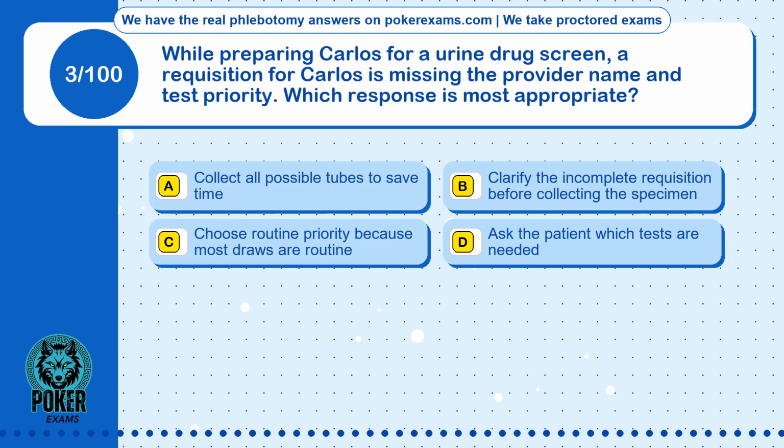Question 3. While preparing Carlos for a urine drug screen, a requisition for Carlos is missing the provider name and test priority. Which response is most appropriate? Option A. Collect all possible tubes to save time. Option B. Clarify the incomplete requisition before collecting the specimen. Option C. Choose routine priority because most draws are routine. Option D. Ask the patient which tests are needed.